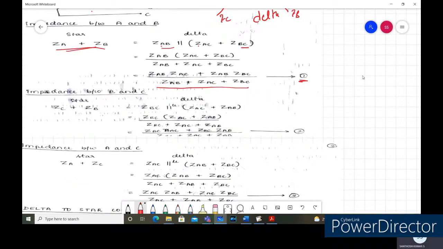Let us call the expressions ZA, ZB, ZC. We converted the delta network into the star network. We expressed the star network values in terms of the delta network like this. So this is how we can convert the given delta network into the star network. This is called the delta to star transformation.